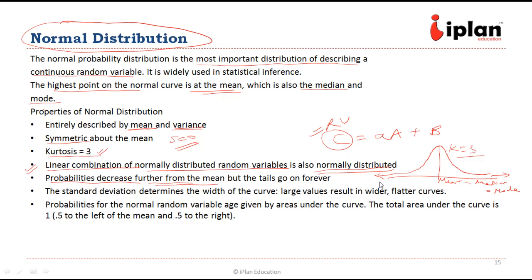And as we see, the probabilities are highest at the mean and they keep going down as we move away from the mean, both on the right side and the left side. The standard deviation determines the width of the curve. Larger values result in wider or flatter curves. For example, suppose this has a standard deviation of sigma 1. If we have this curve, it is going to have a larger sigma. Sigma 2 is greater than sigma 1.